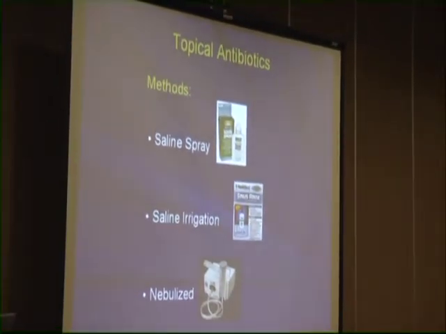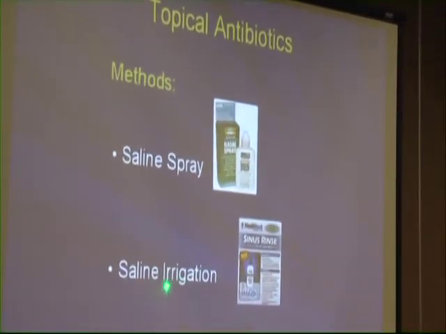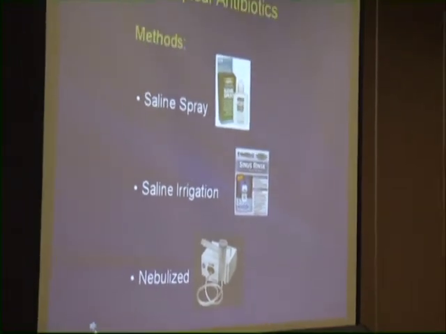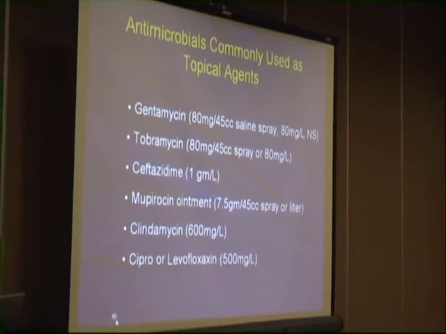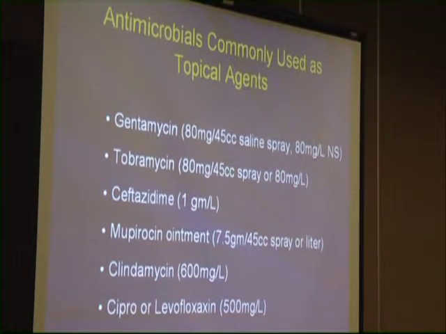The topical antibiotics could be delivered through saline spray, saline irrigation, or a nebulized treatment. Here is a list of common antibiotics that could be used as a topical agent: gentamicin, tobramycin, ceftazidime, and mupirocin ointment, or Bactroban, that's the brand name. Clindamycin, Cipro, or levofloxacin. And we listed the concentration here as well.